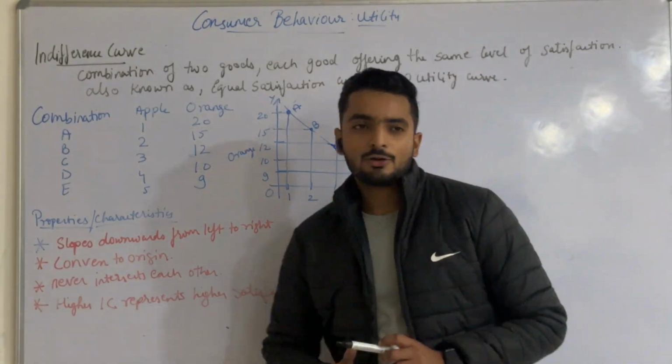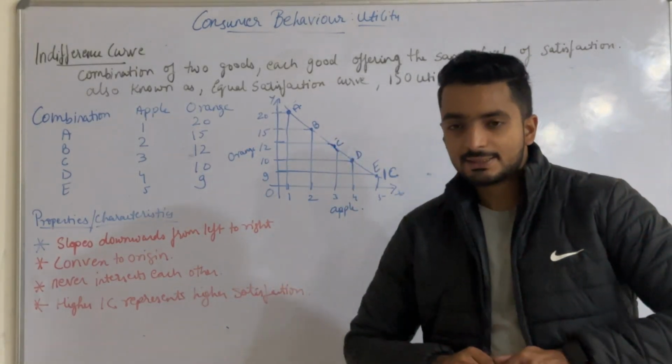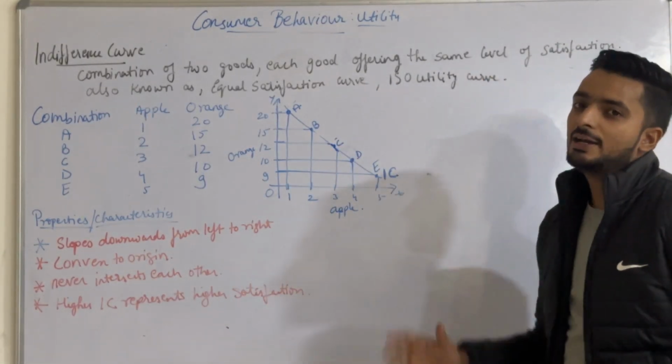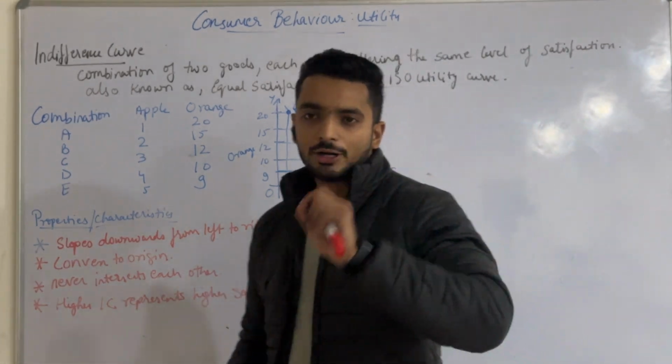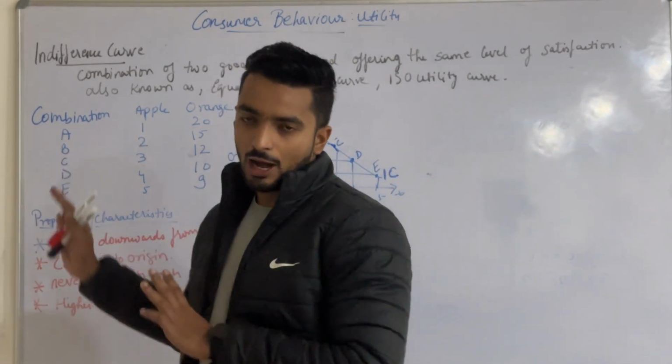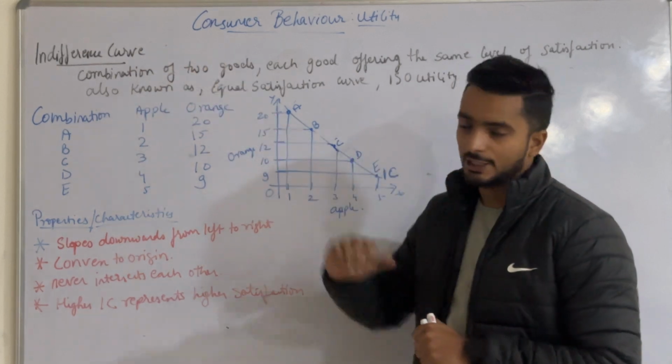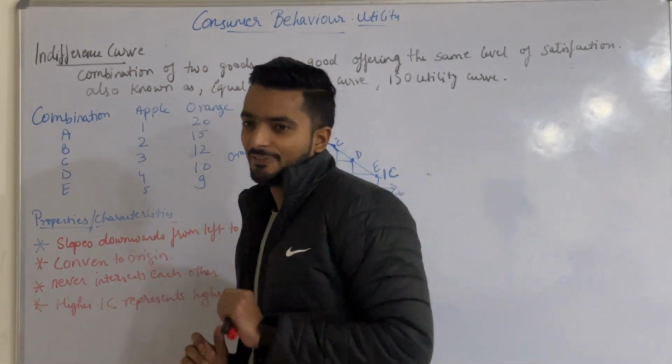Now, the next topic of your utility chapter is indifference curve. Indifference curve comes under the heading of the ordinal utility approach. That was a case of cardinal utility, and now it is a case of ordinal utility. Now, what is indifference curve?